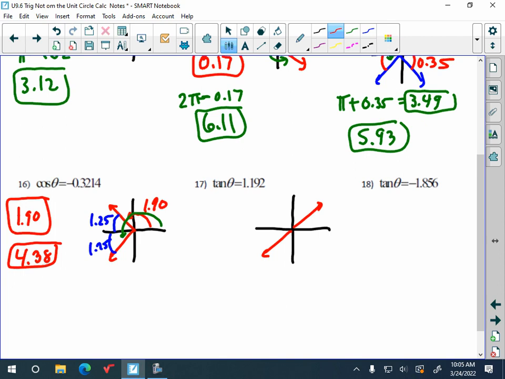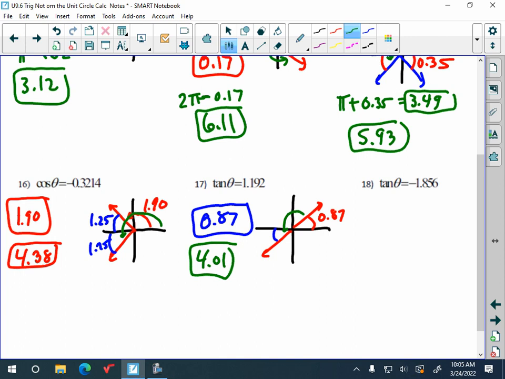You can use 1.24, that's fine. All right, so 0.87 is the first one. That's 0.87. Which is the same as that angle right there. Or add on half a circle, 4.0.